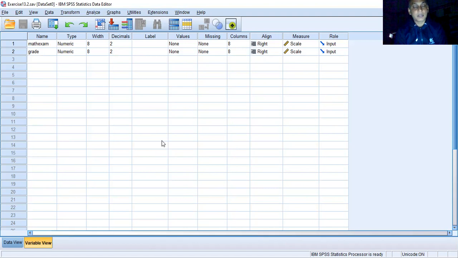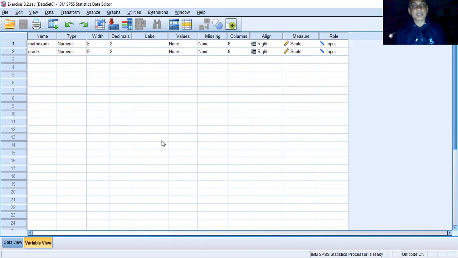Coming to B part, we have to write down the research question. The research question here is simple. Does math exam skill predict the grade obtained by students in the seventh standard final examination? So that is your research question.